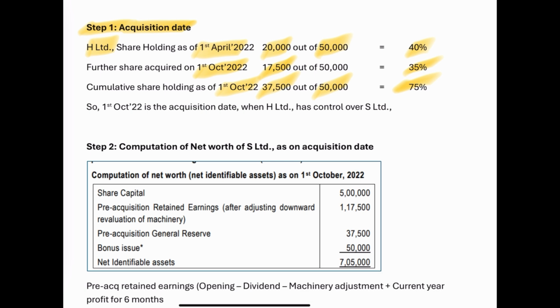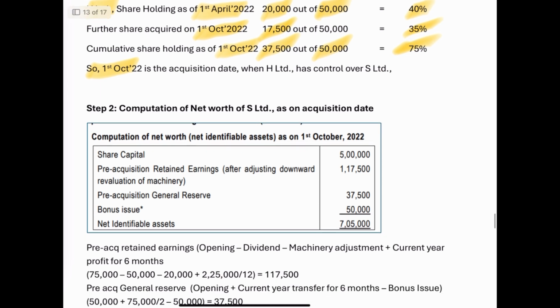If they have control over S Limited, then a consolidated financial statement is a must for the financial year April 2022 to March 2023, and the acquisition date should be 1st October 2022, by when the further 35% had been acquired. That adds up to a total of 75%, being the date on which H Limited took over control of S Limited. So the acquisition date is 1st October 2022 in this example. Okay, so that's the first step.